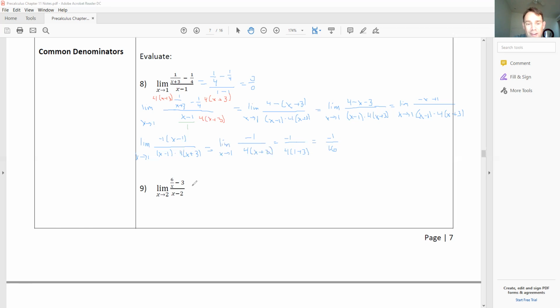All right, let's see how you did here. So we plug that 2 in there, 6 over 2 minus 3 all over 2 minus 2. And friends, 6 divided by 2 is 3, so we end up with 0 over 0. So it's indeterminate again. Once we see that it's indeterminate, that means we're going to be looking for an alternative form to be able to evaluate this.